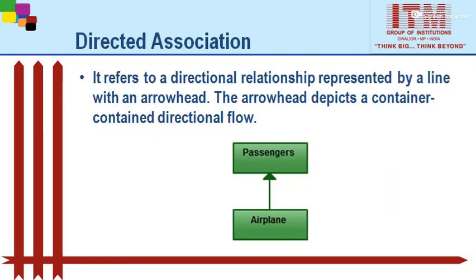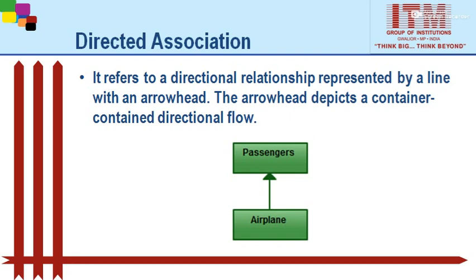So, let us now first understand directed association. Directed association shows a directional relationship represented by a line with an arrowhead. The arrowhead depicts a container-contained directional flow.